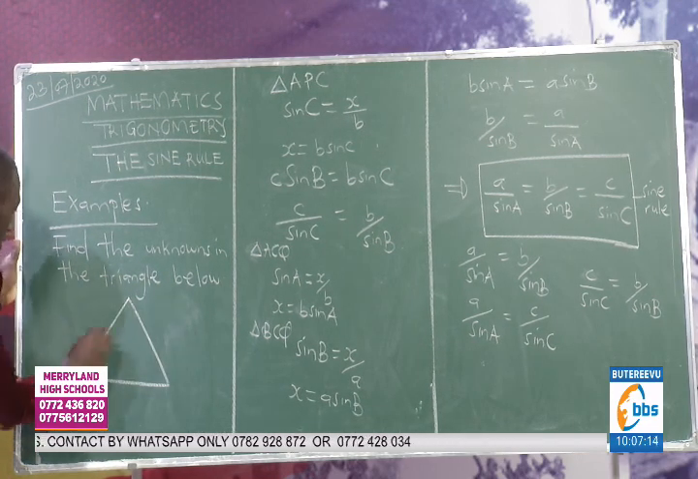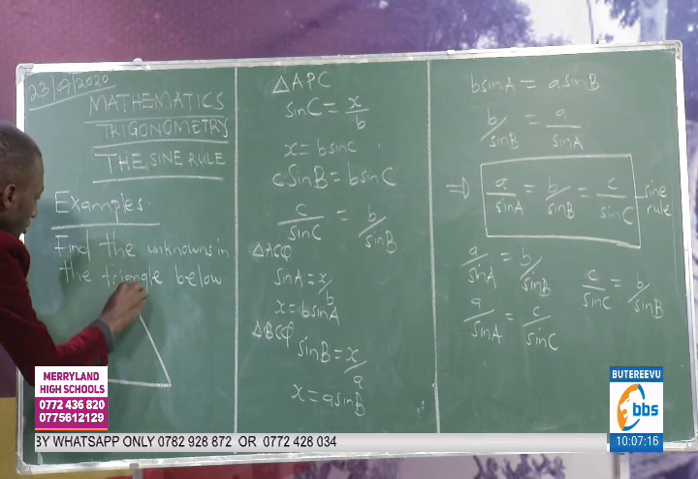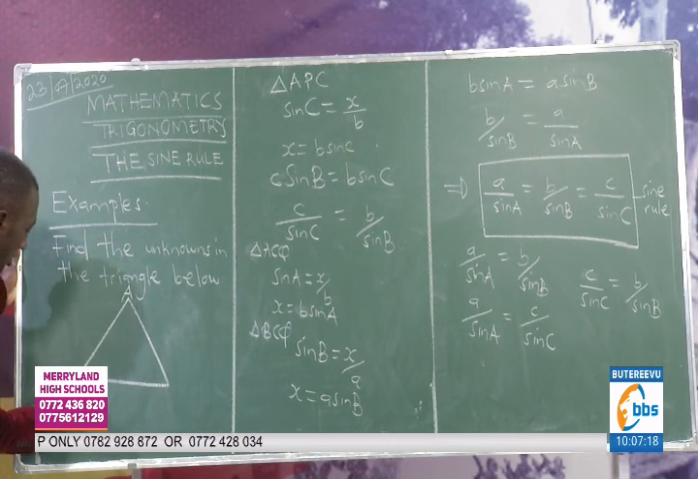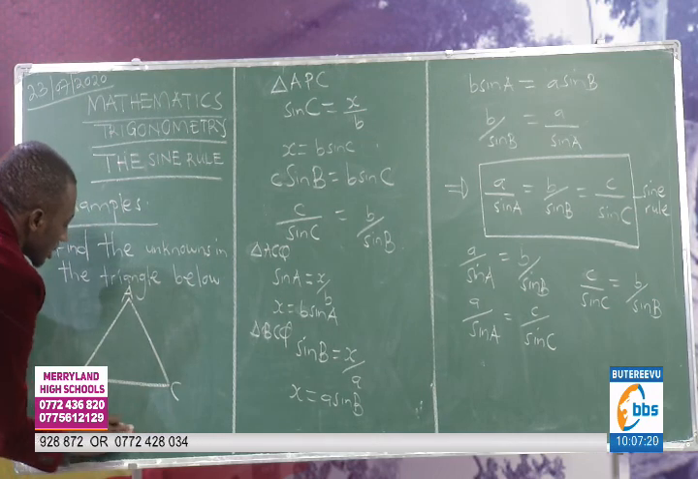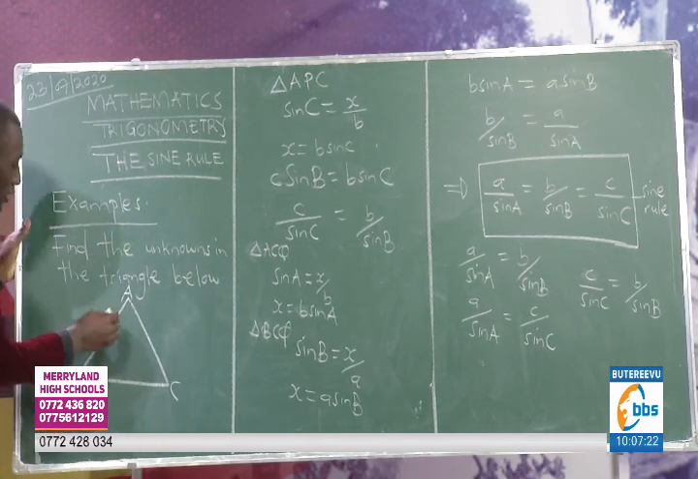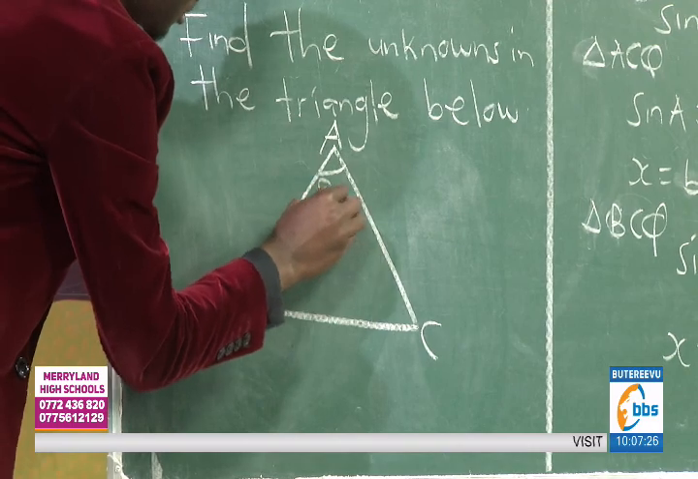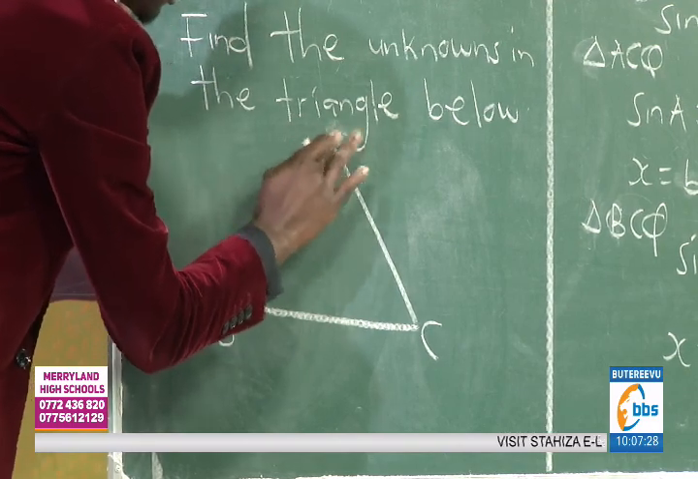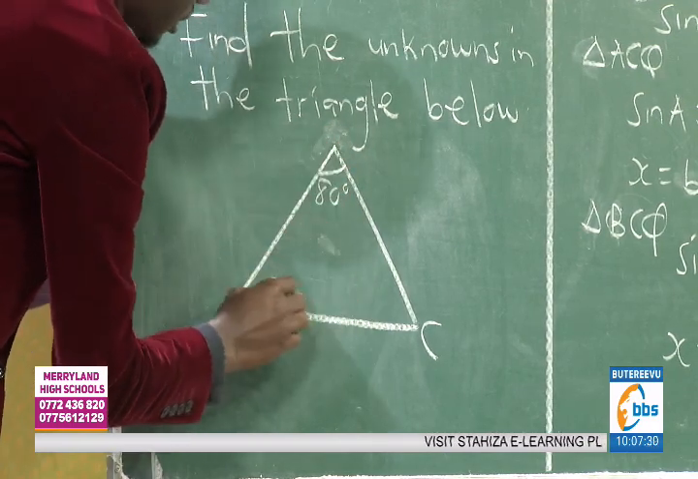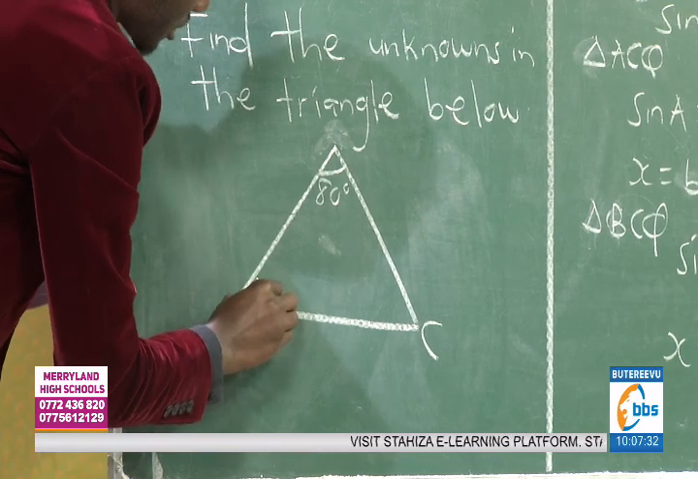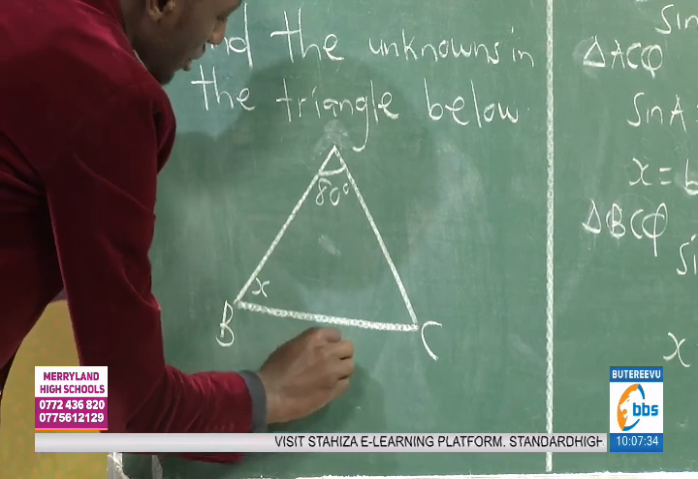You have this is A, and this is B, then this is our C. That's what we have. Even if you don't have that, but you have the angle here, let's say this is maybe 80 degrees. And I can have here X, and this is 2.5 centimeters.